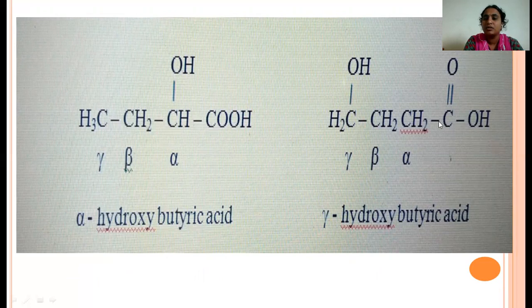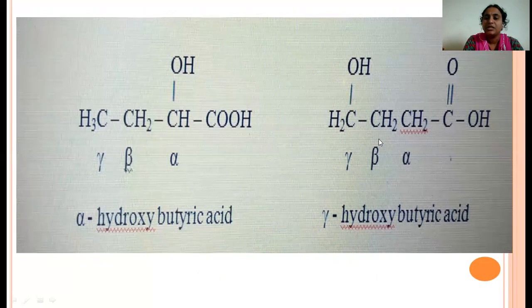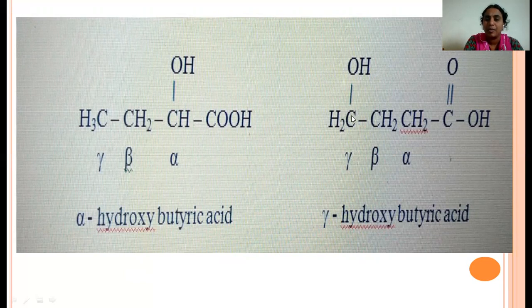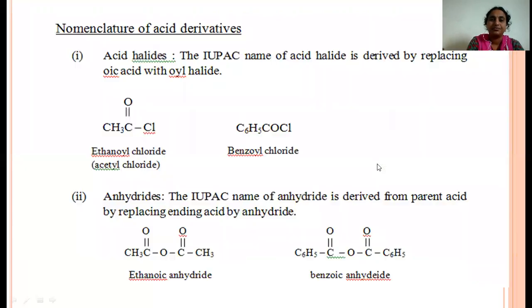Similarly, in this compound also, the carbon adjacent to the carboxylic acid is called the alpha carbon, the next carbon is called beta, and the next carbon is called gamma. Here the substituent is present on the gamma carbon, hence we can write gamma hydroxy butyric acid, or gamma hydroxy butanoic acid. And coming to the nomenclature of the acid derivatives, because acid halides and anhydrides are all derivatives of the carboxylic acids.